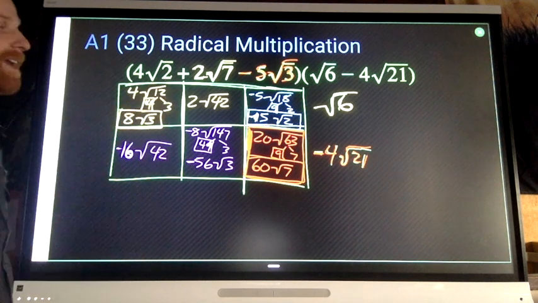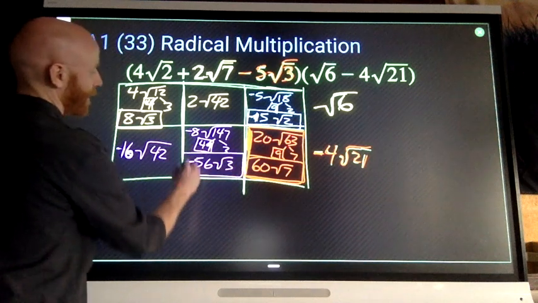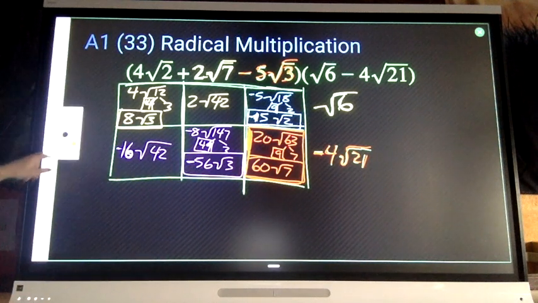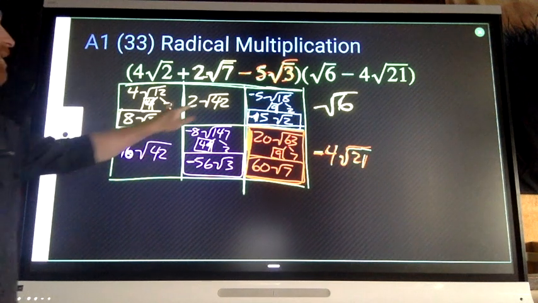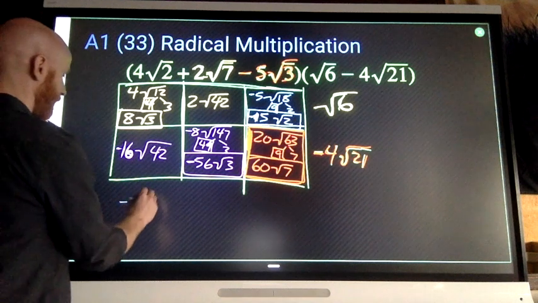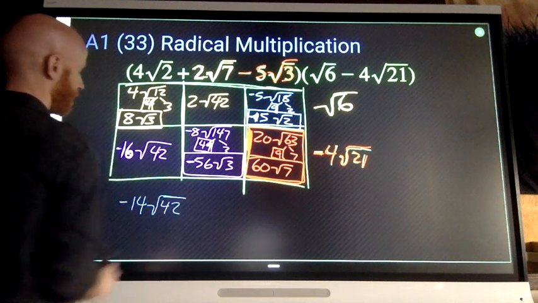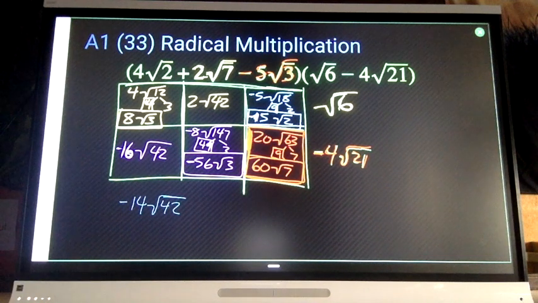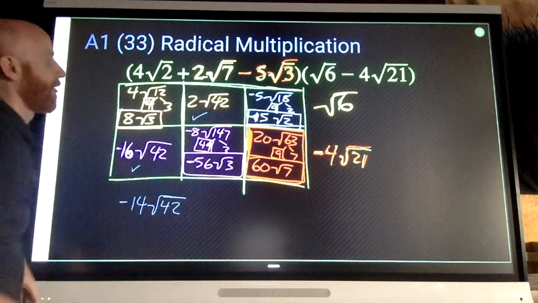Now, bringing my pieces out of the boxes, I'm going to combine things that are alike. So let me start with my biggest square roots, 42. We have negative 16 plus 2, square root of 42 will be negative 14, square root of 42. All right. That took care of this and this.